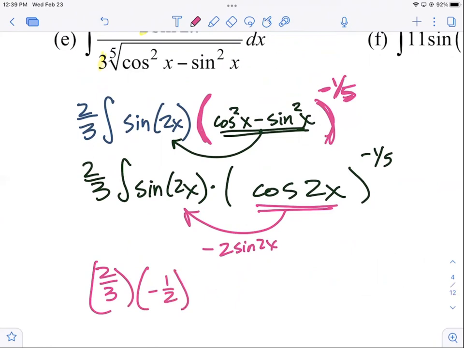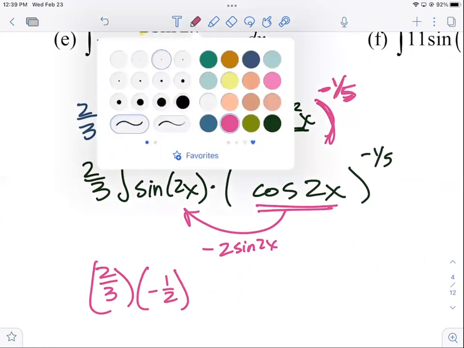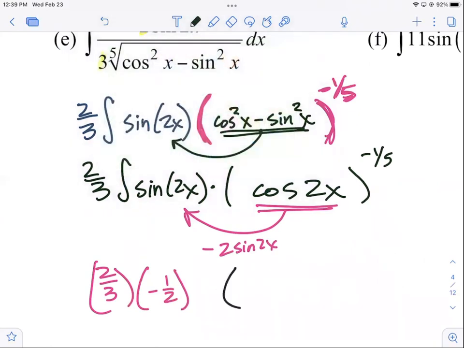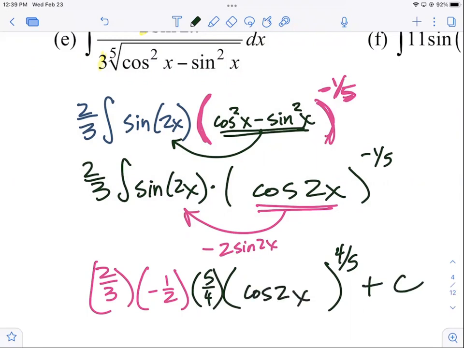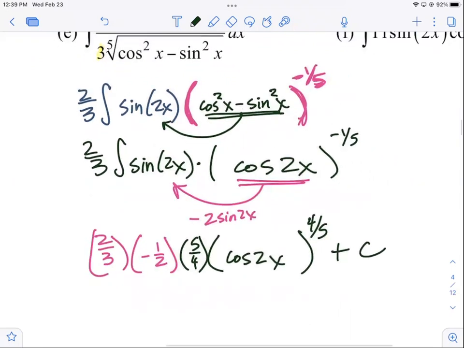And now on to the rule of integration. Blob to the negative 1/5, leave a space, is blob to the add 1 to get 4/5 with the reciprocal in front, 5/4 plus c. And oh, by the way, the inside function is still cosine of 2x. And there it is. Clean it up later if you want, but that's it, right? Nice.